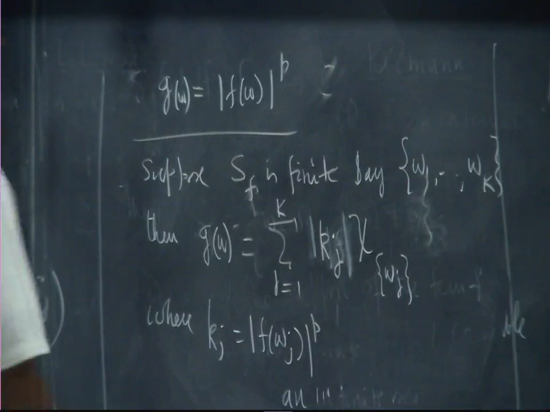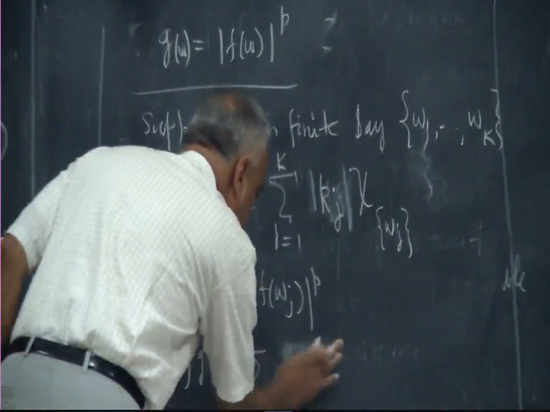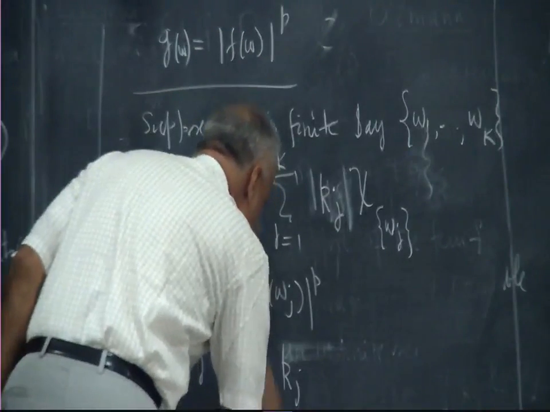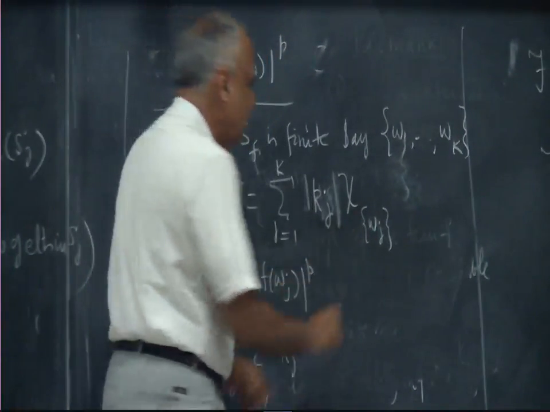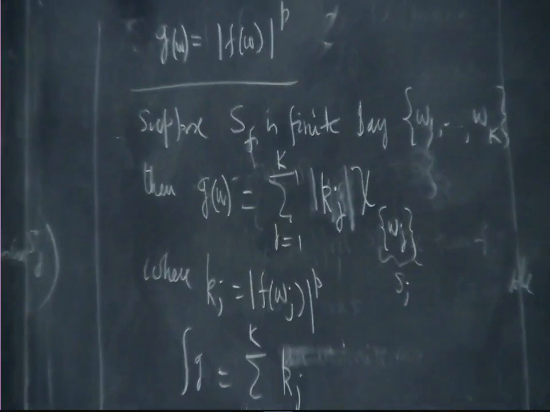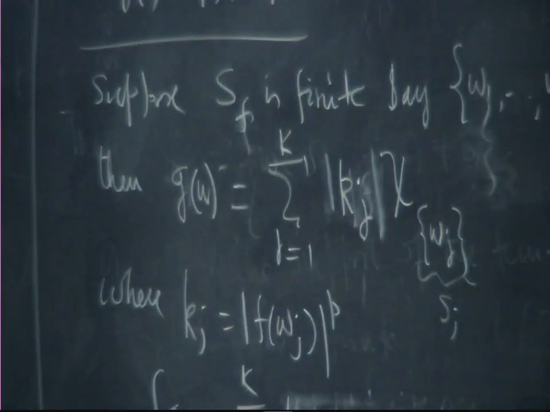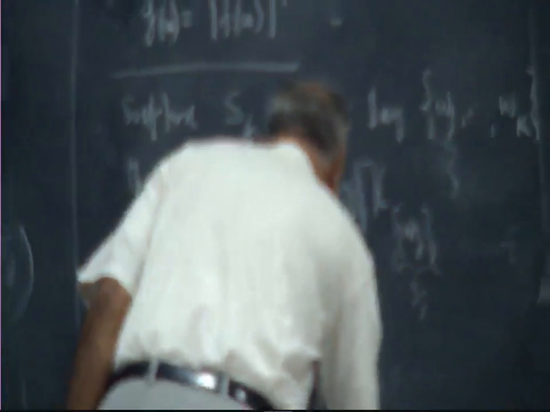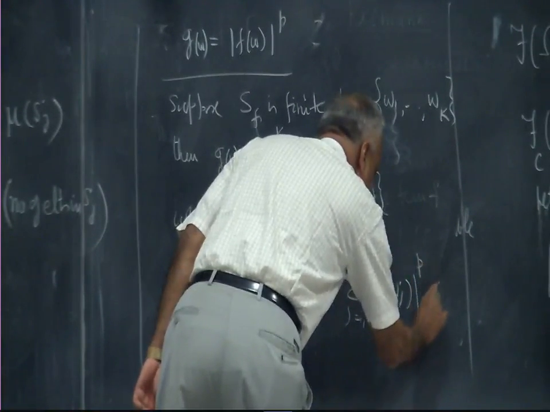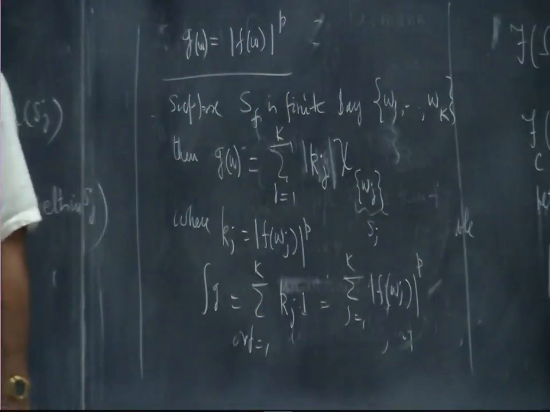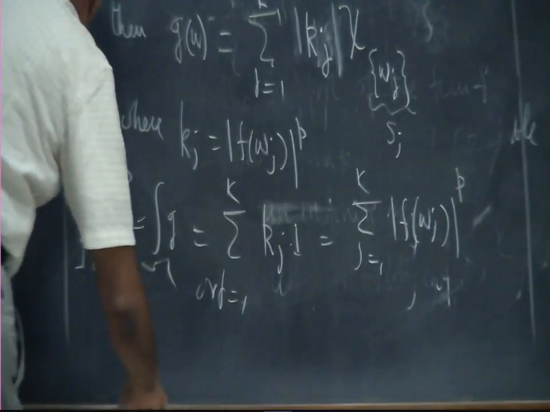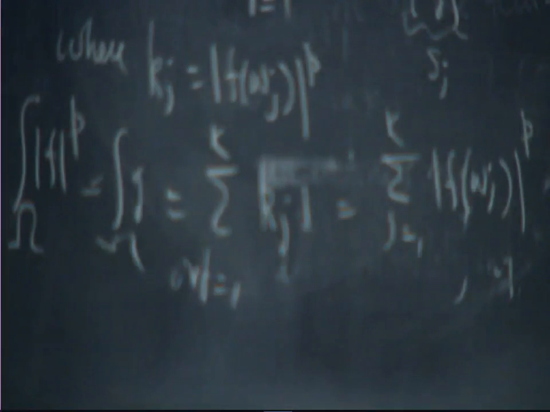So this is a simple function. If it is a simple function, what is the integral of g? It is simply the summation over j equal to 1 to k of kj times the measure of the set Sj. What is the measure of this set? It is a finite set, and the counting measure is the number of points in that set. So it is just 1, which gives the summation over j equal to 1 to k of mod f of omega j to the power of p. That is how the integral is defined. So this is what the integral of mod f to the power of p over omega is, if the support of f is finite.